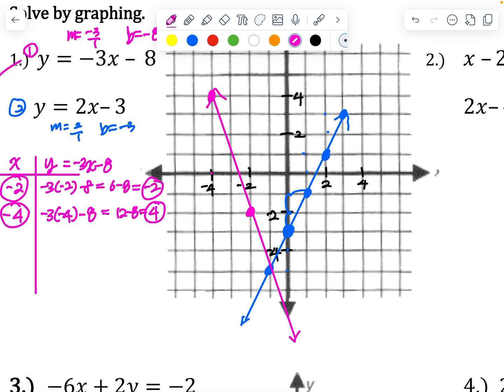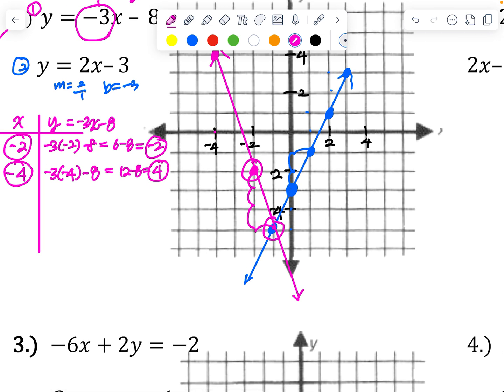Okay, my slope is supposed to be negative 3 over 1. So that's from here to here. I go down 3 and right 1. So I know I have the correct point. Okay, so that's where they cross each other. So my solution is at negative 1 and negative 5. My x is negative 1 and y is negative 5.